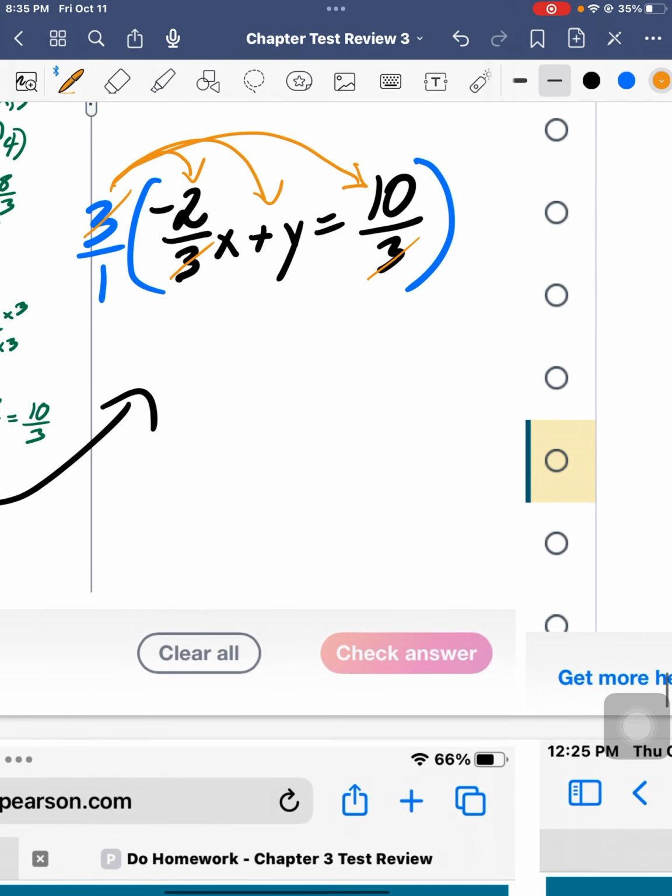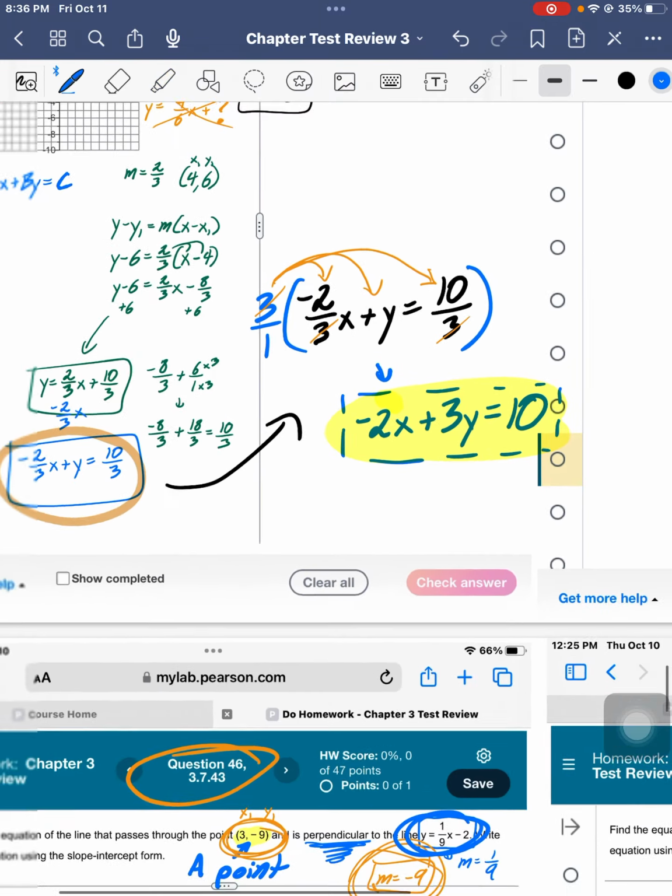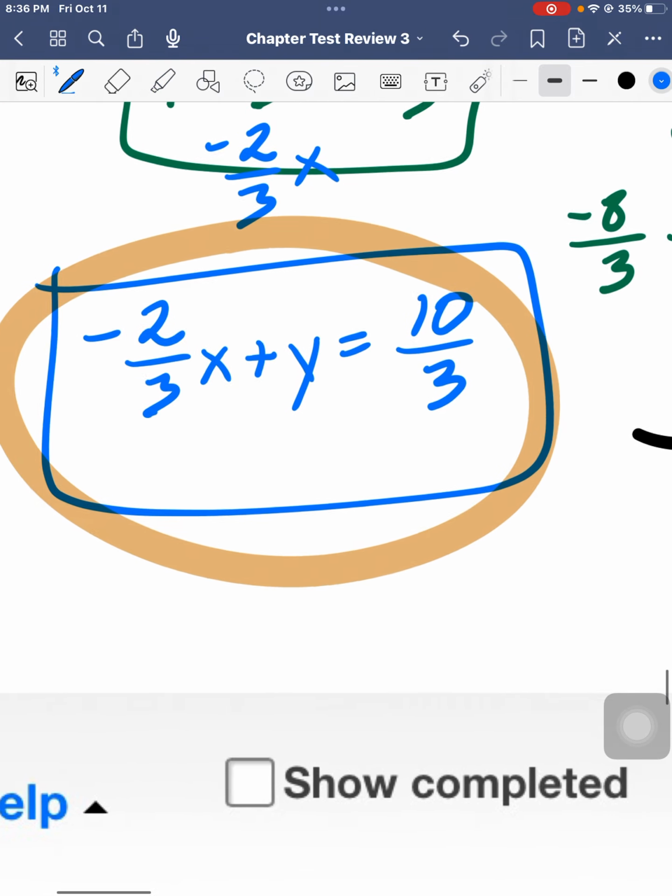The reason that we do this is so that we can get rid of our denominator, so then we can have whole numbers. So now this is gonna turn to negative 2x plus 3y equals 10. This is the actual way to express this answer. So we're gonna do 2 more examples, just because I should have gone over this in class. I messed up. So everything else is right.